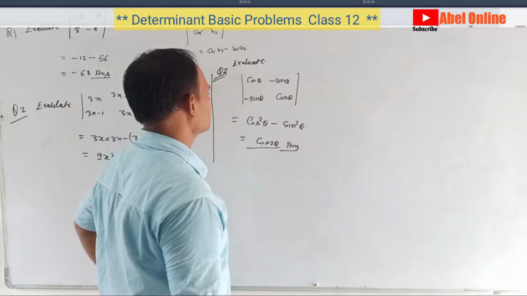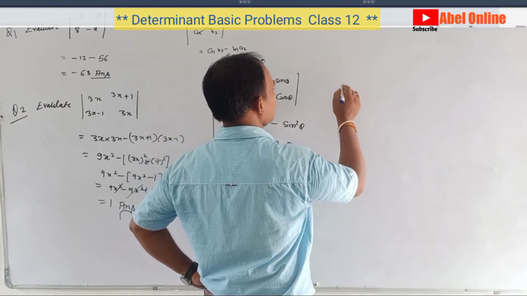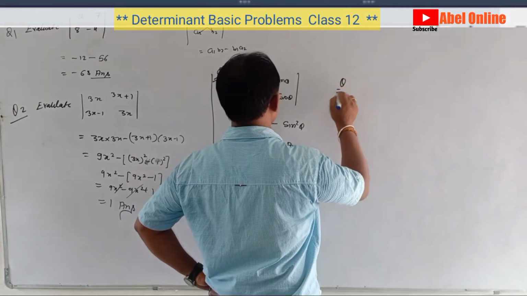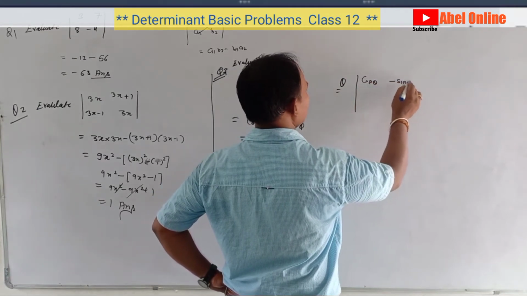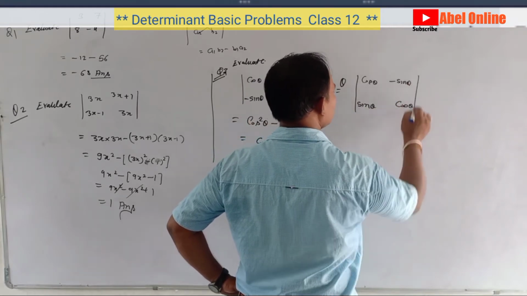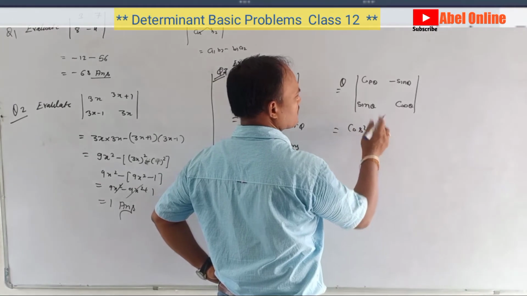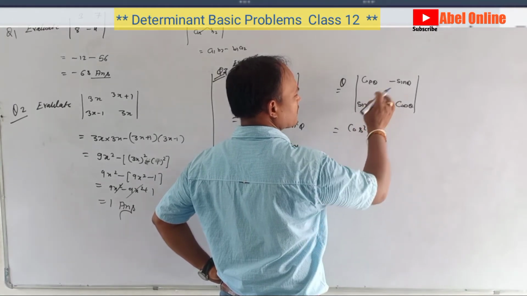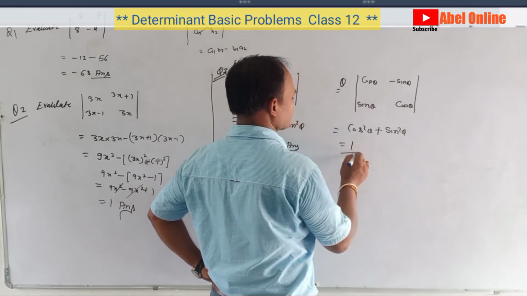Suppose, what happens if the question is like this? If the question is cos theta, minus sin theta, and sin theta, cos theta, then students, what is the answer? The answer is cos square theta plus, minus and minus is a plus, so we can say that it is sin square theta. So we can say that this is 1.